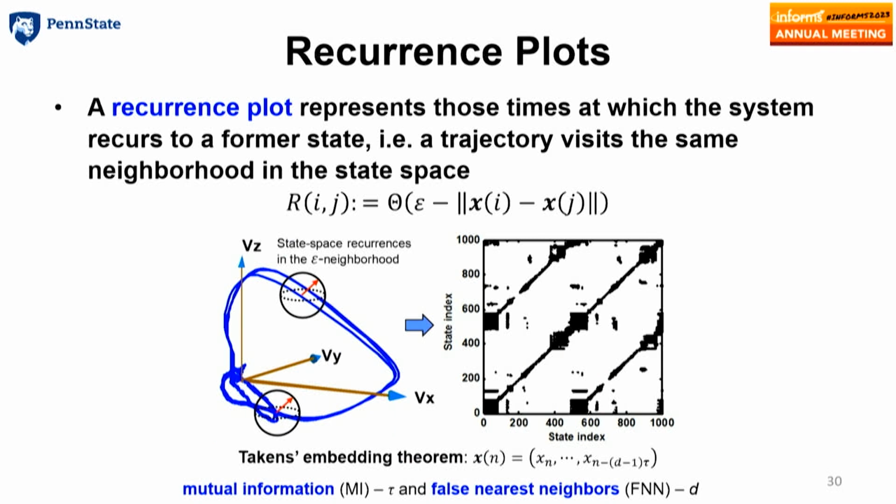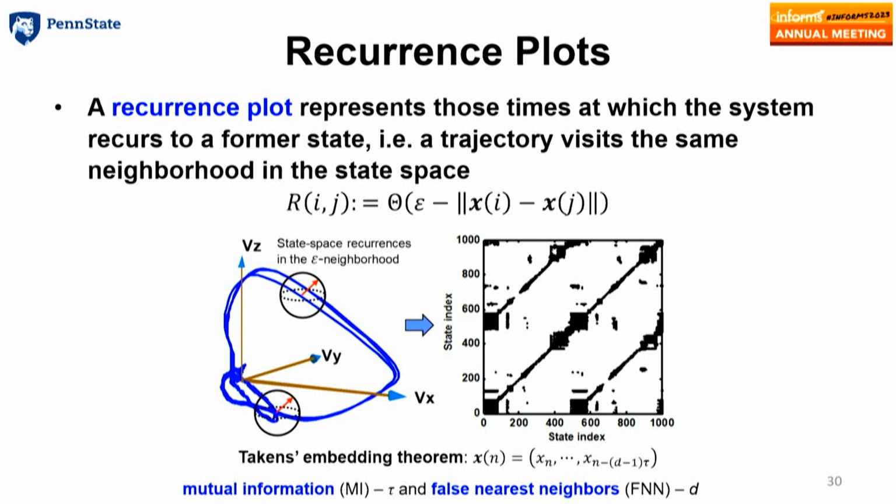So for the recurrence plot, as we previously discussed, we put the data in a higher dimensional space. Now, in higher dimensional space, if we look at a state, and we put a circle over there, we see some neighbors or recurrences, because that's neighborhood A, and we see some states coming back after a while. So the recurrence plot represents those times at which the system recurs to a former state. That is, a trajectory visits the same neighborhood in the state space. This is a state, and we can go into different areas, and then we come back. This is a recurrence. For example, this is a state, and then when it has come back, I will mark another dot over here. The system actually returned to this neighborhood.